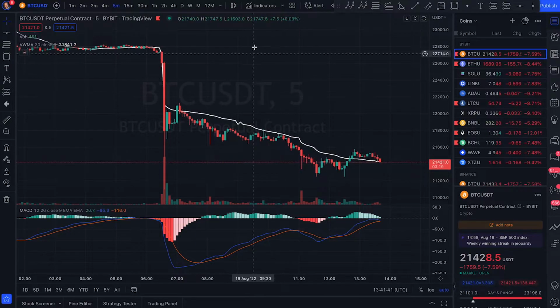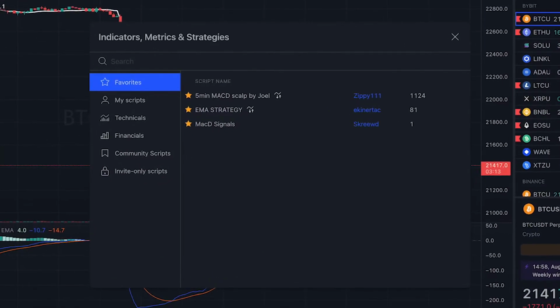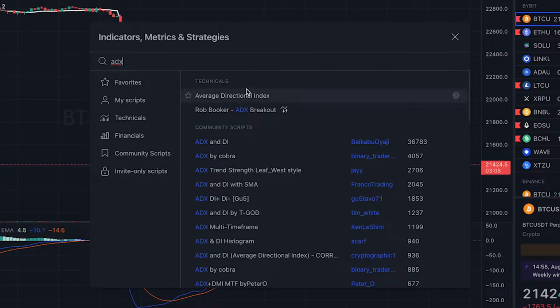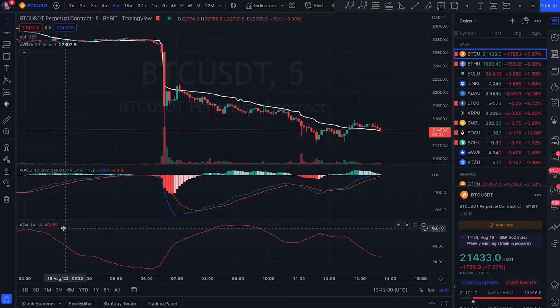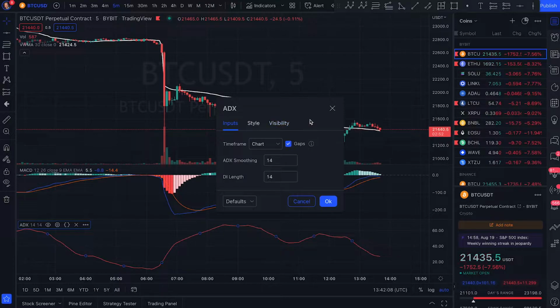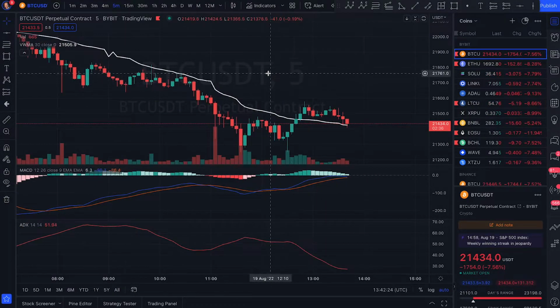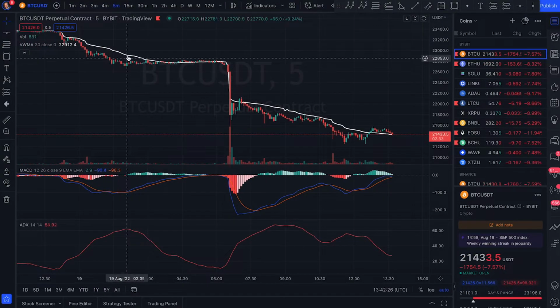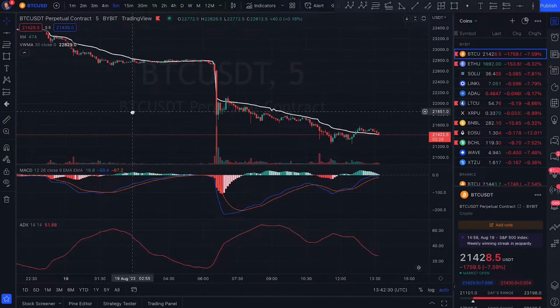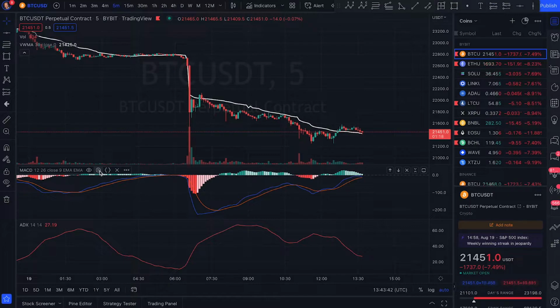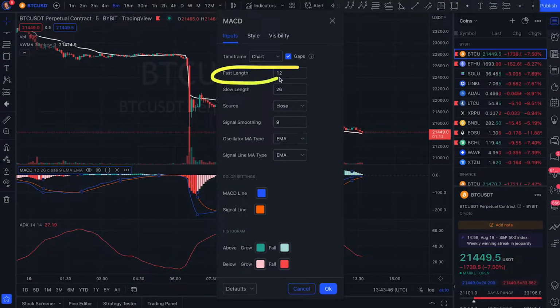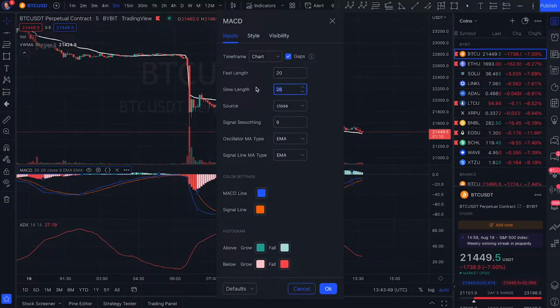And we also need to add the ADX indicator. So search for ADX in TradingView and add the average directional index to the chart. And go to the settings for the ADX and make sure you have the default settings 14 and 14. And click OK. So now we will get a few more entry signals here because we have a tighter average line on the price action. And then go to the settings for the MACD and change the fast length to 20 and change the slow length to 22. All right, just like that.